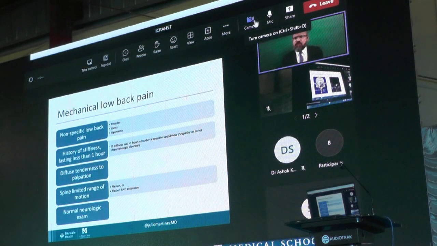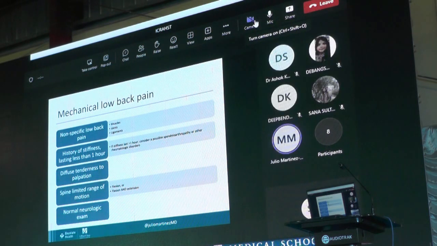Patients will have pain with movements, and usually will have stiffness that lasts less than an hour. Any patient that has stiffness longer than an hour, we may need to think of a possible rheumatologic condition. Now, they will have diffuse tenderness to palpation, not localized to one point. They will have pain in the joints, in the muscles. They will usually have pain with both flexion and extension of the spine. In rare instances, they may only have pain with flexion. And they will have a normal neurologic exam with normal leg reflexes, normal strength, and normal sensory examination.